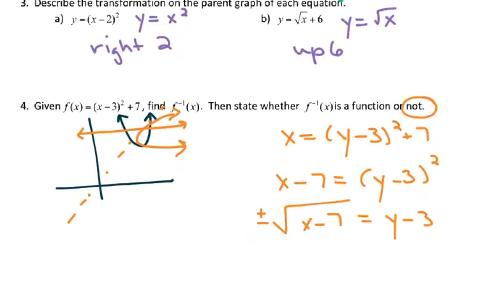And then I'm going to add 3. And traditionally we would write the 3 in front. And then this would be the equation of the inverse.